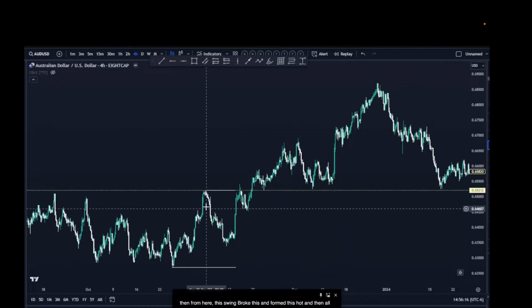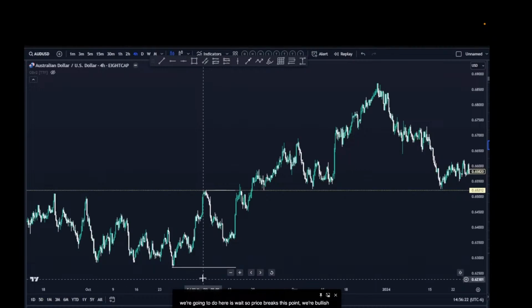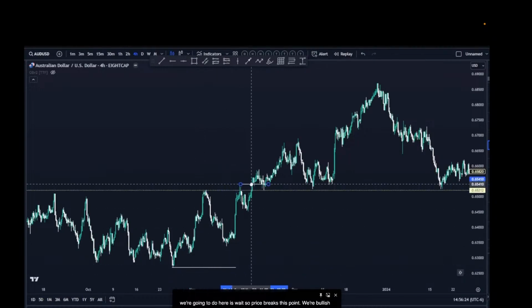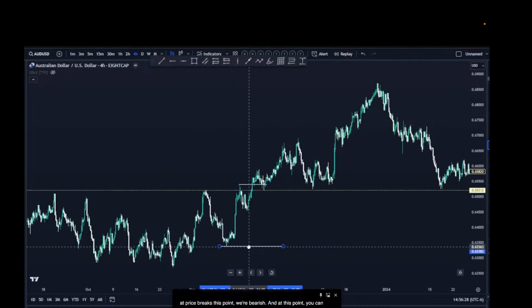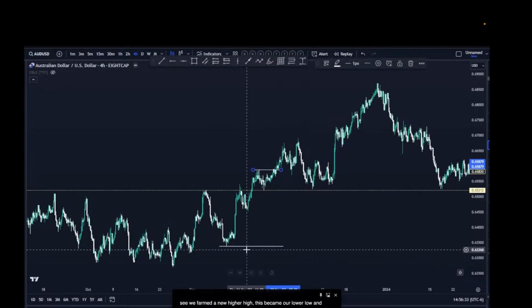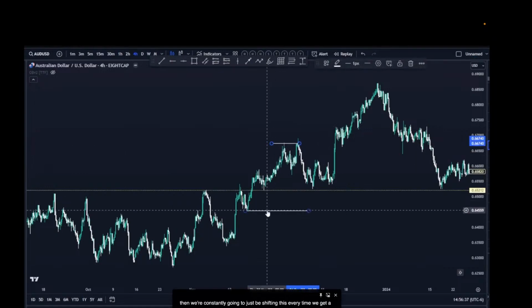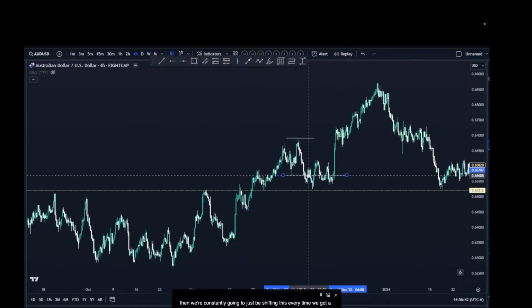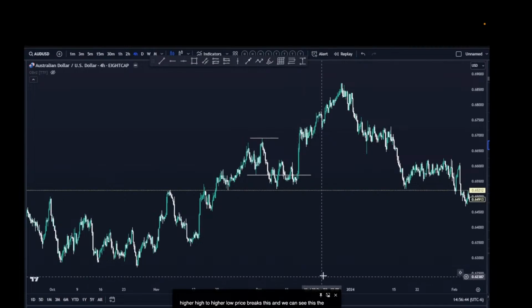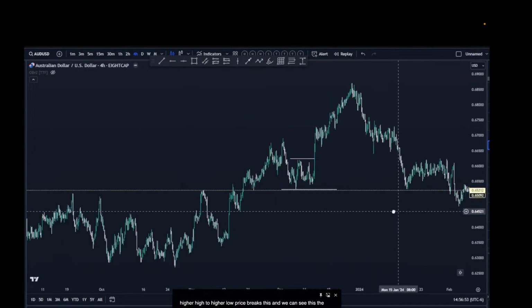And then all we're going to do here is wait. So if price breaks this point, we're bullish. If price breaks this point, we're bearish. And at this point, you can see we formed a new higher high. This became our lower low. And then we're constantly going to just be shifting this every time we get a higher high to higher low. Price breaks this, and we can see this is the first time we actually turn bearish. Then we turn bullish again, and then so on and so forth.